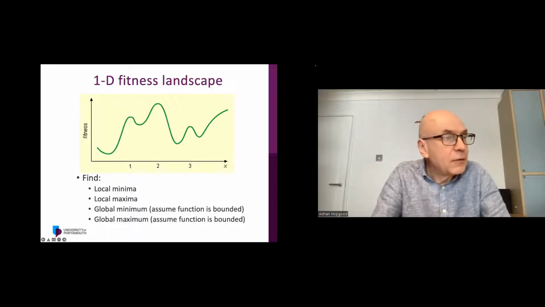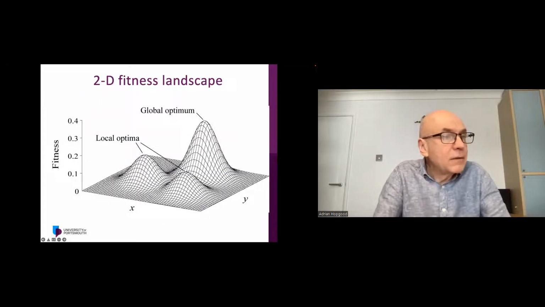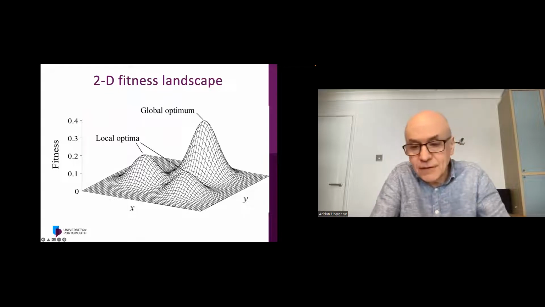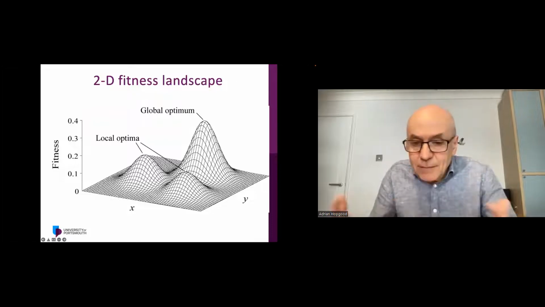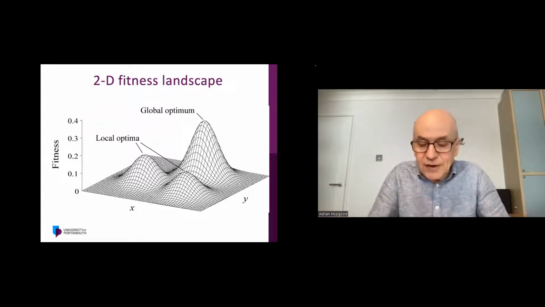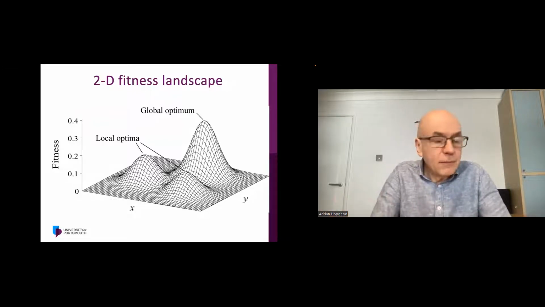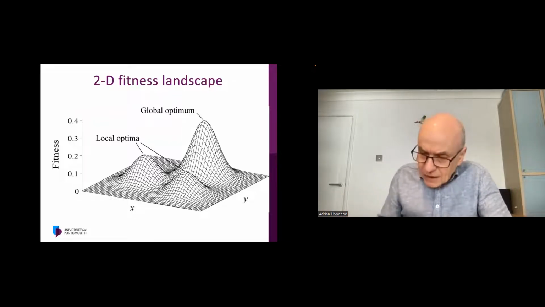So one dimension is very simple. Two dimensions is a little bit more complicated, where here we're trying to find the optimum combination of x and y. Again, we've got local optima and a global optimum that we're trying to find. But in practical problems, there may be very many dimensions. It's hard to represent it on a slide, but there may be very, very many dimensions. So it becomes quite complicated.